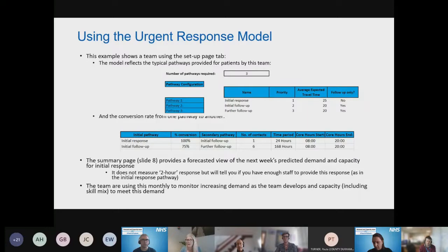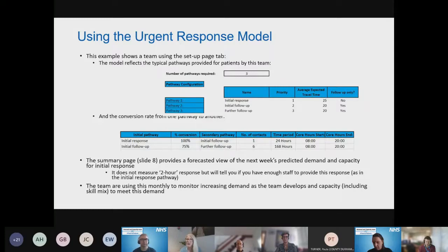But obviously we have lots of information for you anyway, and the model itself is quite intuitive. What this does is, when you actually put in the other information into the model, you will get a forecasted view of what the next week's predicted demand and capacity is for your initial response. It will also do the other pathways as well.